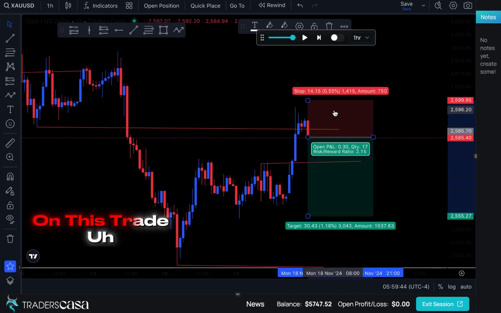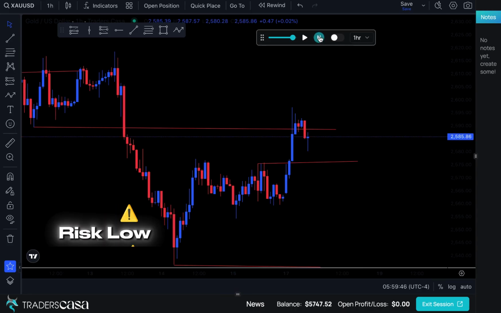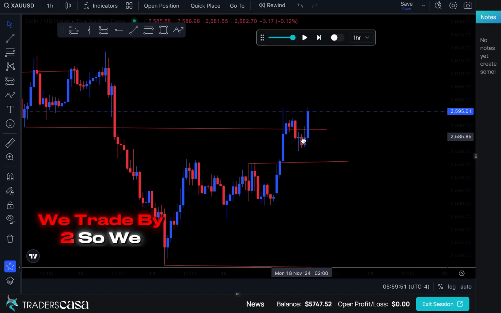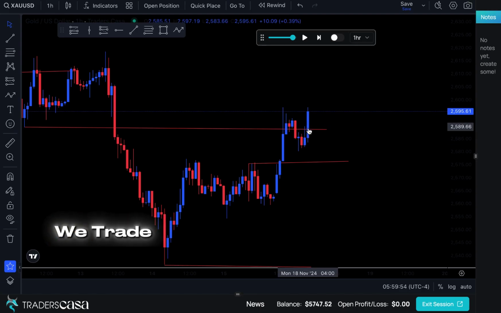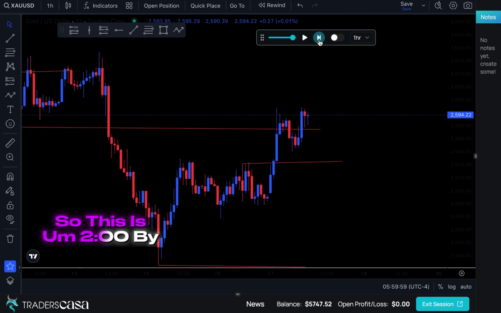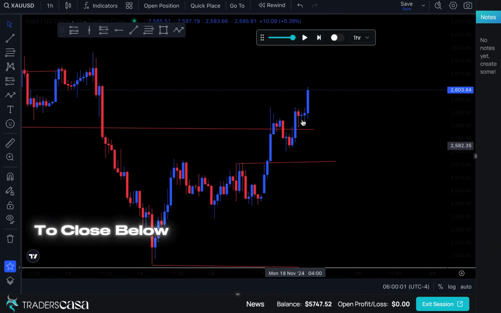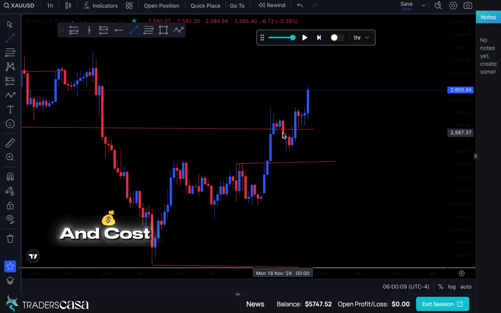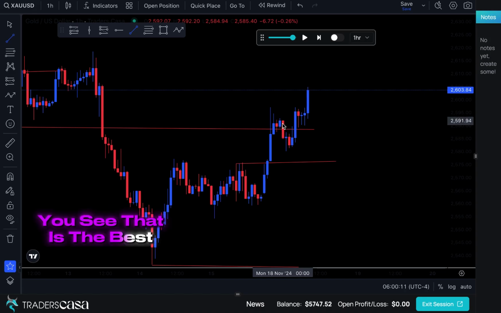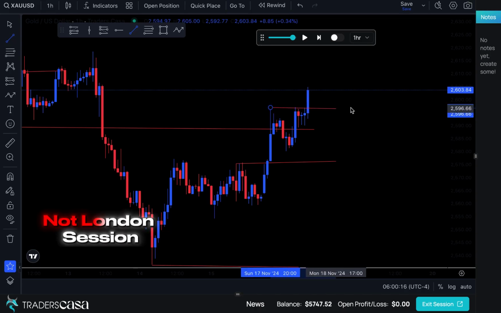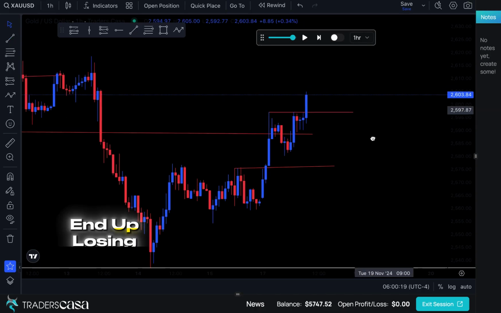So on this trade, if you're not sure of a trade, you can risk low. What time is this? This is midnight. We don't trade at this time. We trade by 2 o'clock. So don't trade at this time. By 2 o'clock, let's see if market is going to close below. It doesn't close below. It went and broke structure high. You see, that is the best way to avoid a loss. Some people might sell here, and this time is midnight, which is not 2 o'clock, which is not London session. So people can sell here and end up losing.